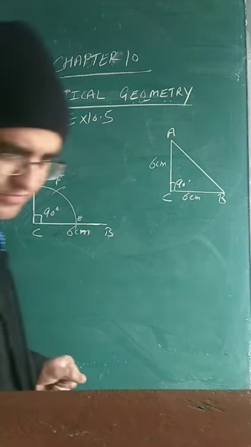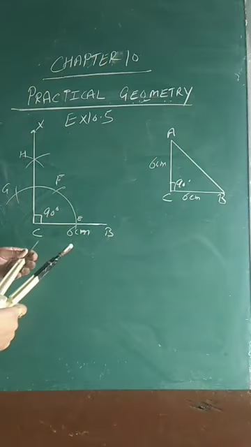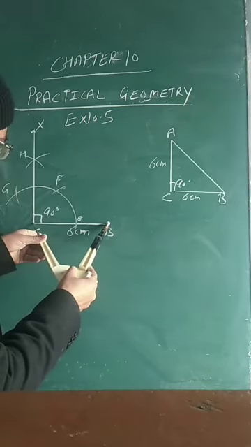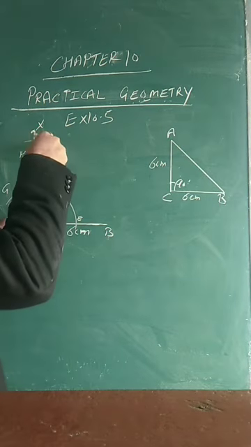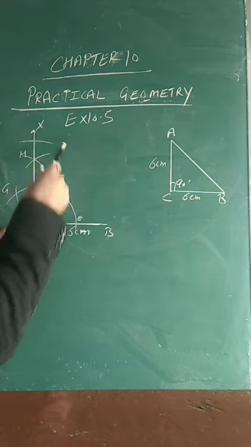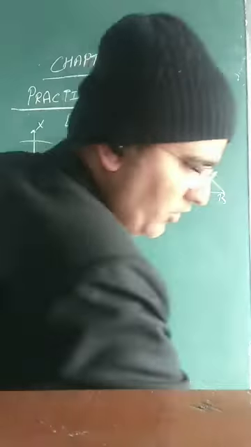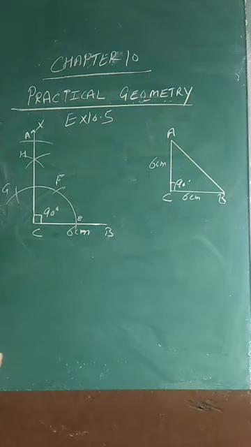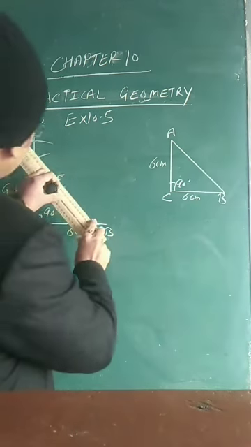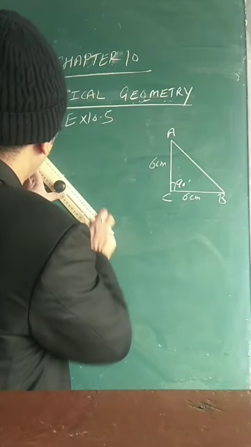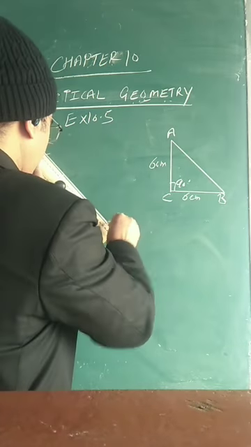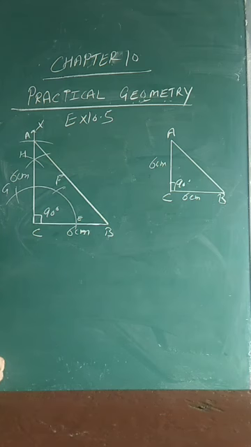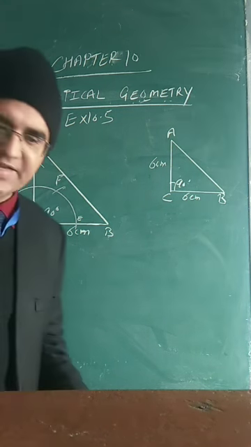Now we can see clearly here that CB is equal to 6 centimeter. So the length of the other side should be 6. So we are taking this as the radius, cutting an arc taking C as the center on the ray CX. This point of intersection is the required point A. Now the next step is join AB. So now this is the required triangle ABC. In this, CB is equal to 6 centimeter, AC is equal to 6 centimeter. So this is an isosceles right angle triangle.